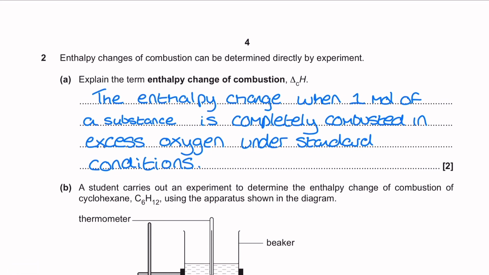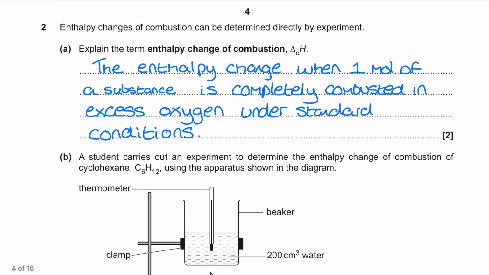Moving on to question 2. First off, we've got a quick definition, defining enthalpy change of combustion. It's the enthalpy change when 1 mole of a substance is completely combusted in excess oxygen under standard conditions. Check your mark scheme here, but we must make sure that we mention 1 mole, and we must make sure we mention completely combusted. And I would also make sure you point out under standard conditions as well.